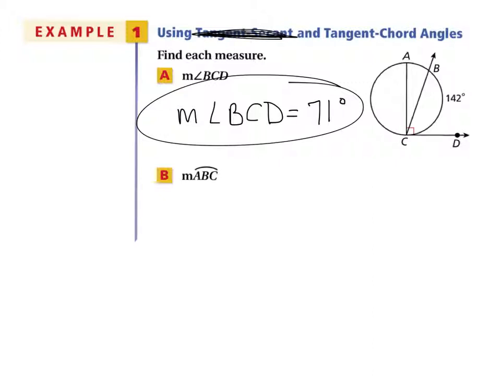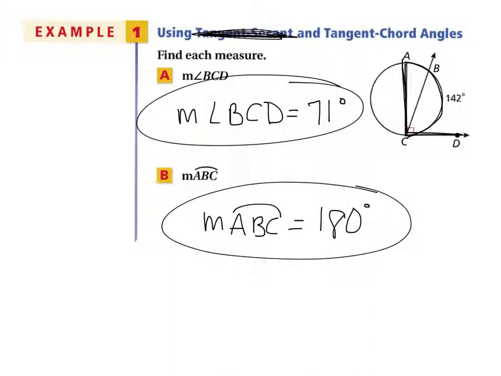So now we want to find the measure of arc ABC. Well, we know the tangent and the chord that make that up is 90 degrees. So that means the arc is double that. So the measure of arc ABC would be 180 degrees. Pretty easy.